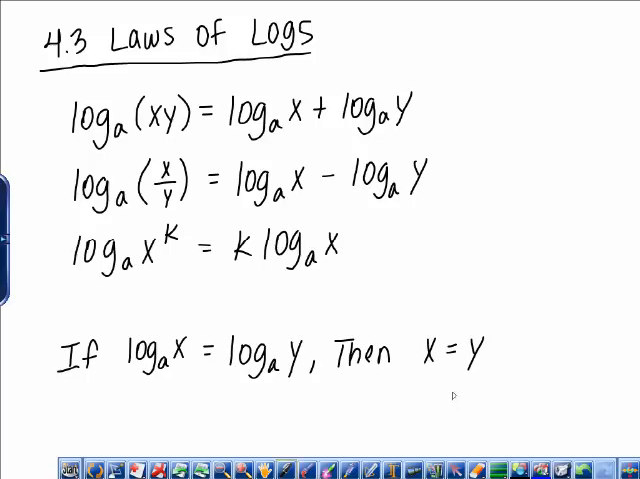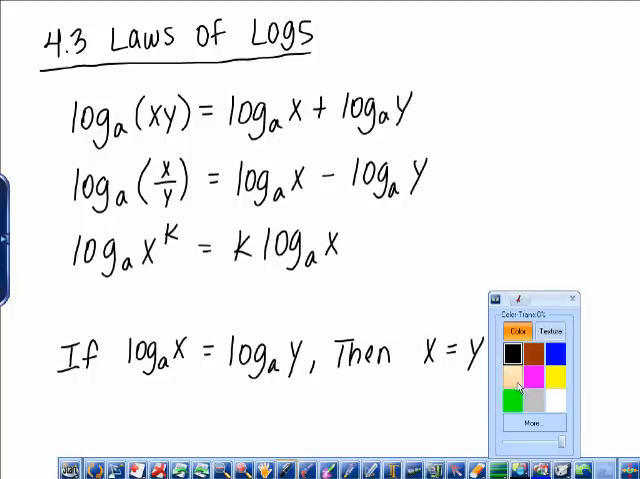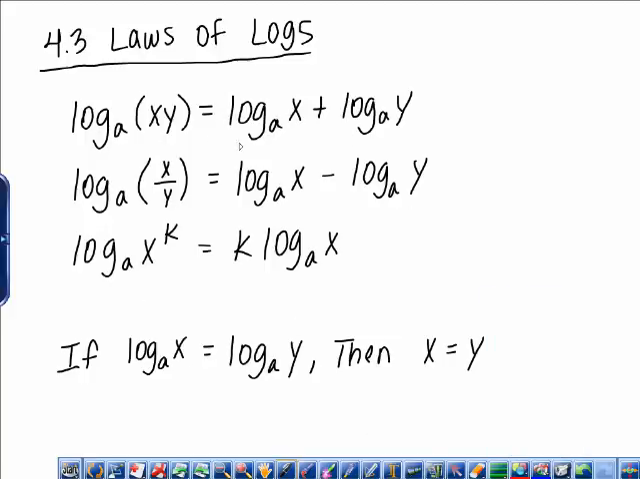Okay, so this is the video lesson for 4.3 Laws of Logs, and as you notice, there are several rules here, so let's unpack these. This should be review from Algebra 2. If you have a log base A, and this could be natural log as well, of a product, x times y, that is going to equal the sum of the two logs individually. So it'll equal log base A of x plus log base A of y.